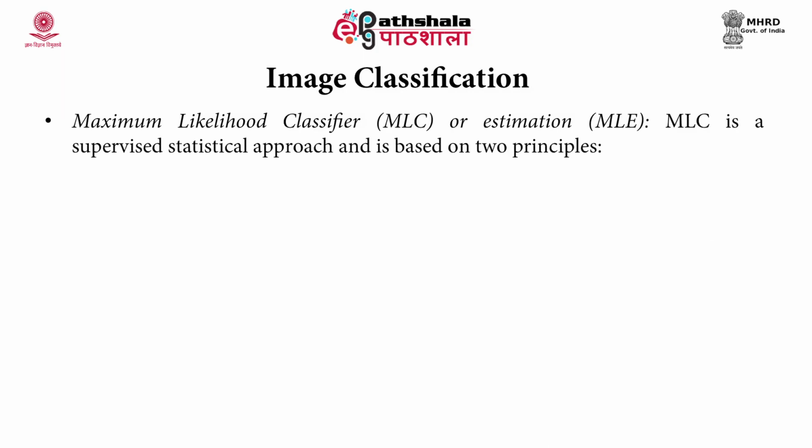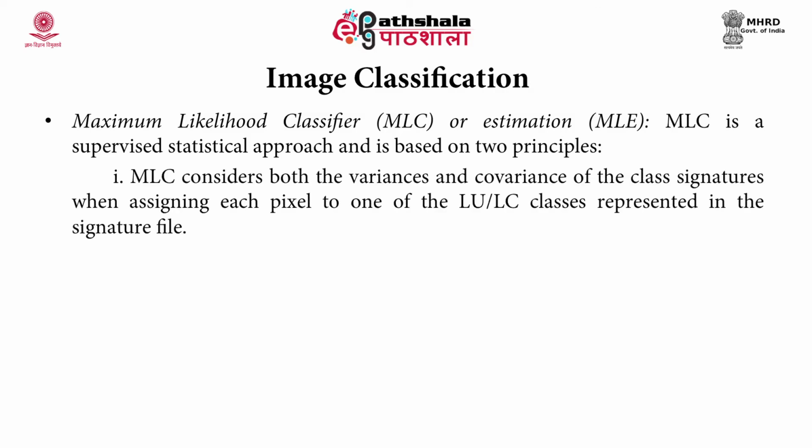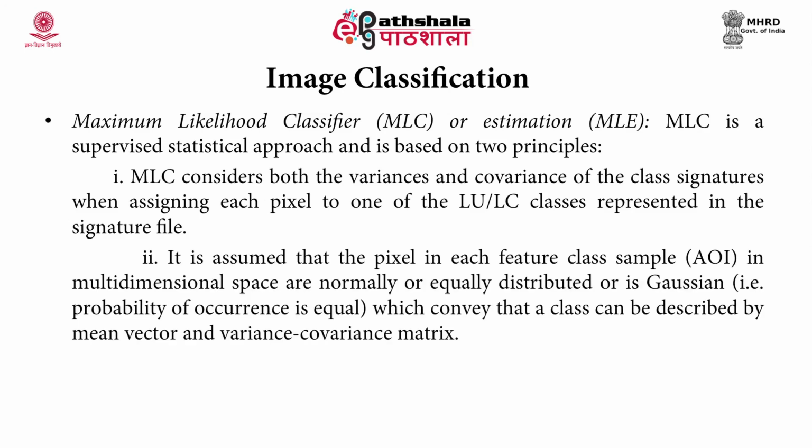Out of these, the maximum likelihood classifier or maximum likelihood estimation is a supervised statistical approach that is used most commonly and is based on two principles. First, MLC considers both the variance and covariance of the class signatures when assigning each pixel to one of the land use, land cover classes represented in the signature file. Second, it is assumed that the pixels in each feature class sample, that is the area of interest in multidimensional space, are normally distributed or Gaussian, which conveys that a class can be described by a mean vector and variance covariance matrix.